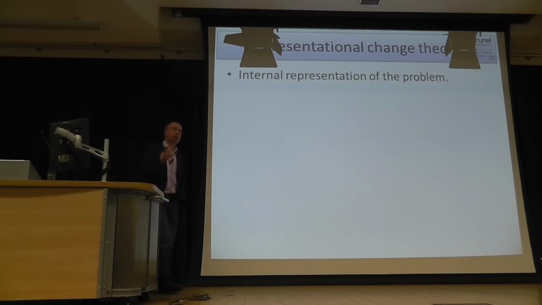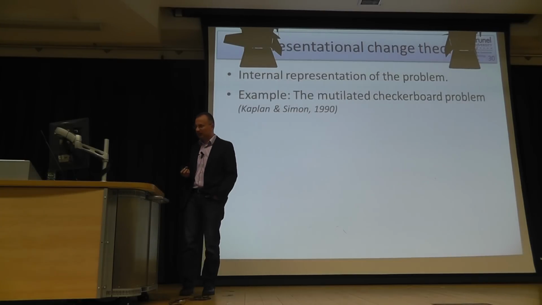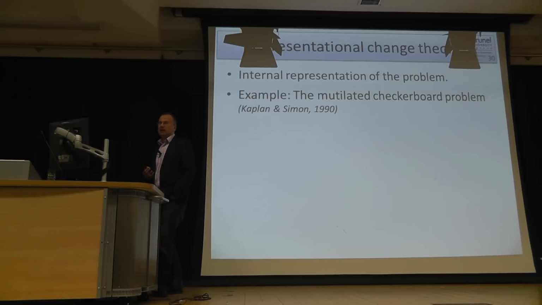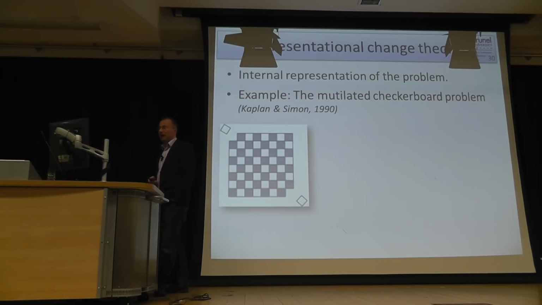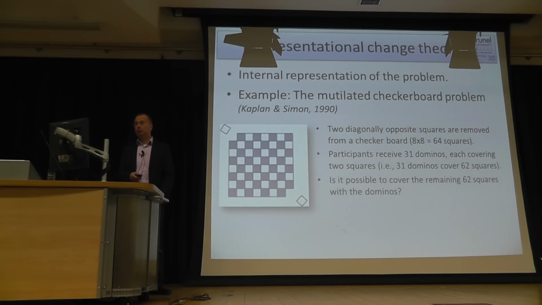Okay, so the internal representation of a problem. And to illustrate how you can go about solving problems by changing the representation, let's have a look at an example. This is called the mutilated checkerboard problem. And it looks as follows. So you have a typical chess checkerboard, which has 8 by 8, that means 64 squares, 32 black, 32 white. And now you remove the opposite corner squares.